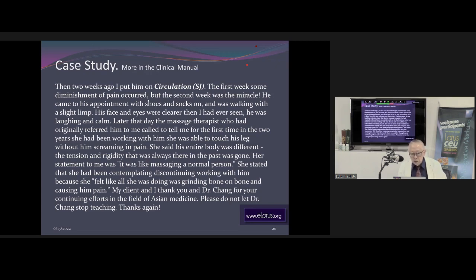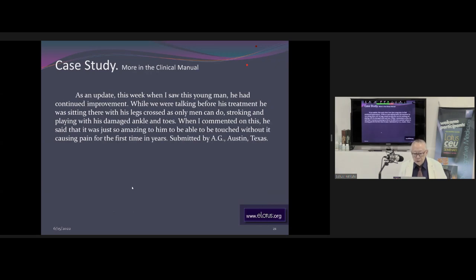The medicine is moving the blood. But the second week, he had a miracle. He came to his appointment with his shoes on. Isn't that great? Later on, the therapist said it was like massaging a normal person. Of course, that's a great achievement. As an update this week, when I saw this young man, he had a little continued improvement. See how great our Chinese medicine is?